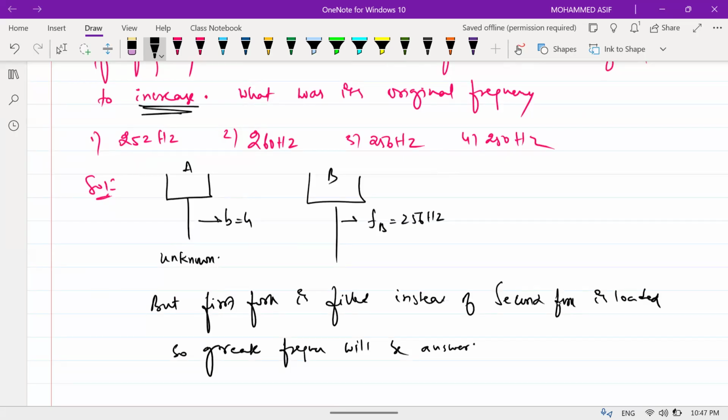Actually, if the first fork has unknown frequency, then the smaller frequency, that is 252, might be the answer. But the first fork is filed instead of the second fork being loaded, so the answer will be just reverse. So the answer will be 460 hertz. The second option will be the answer. Am I clear? Yes, sir.